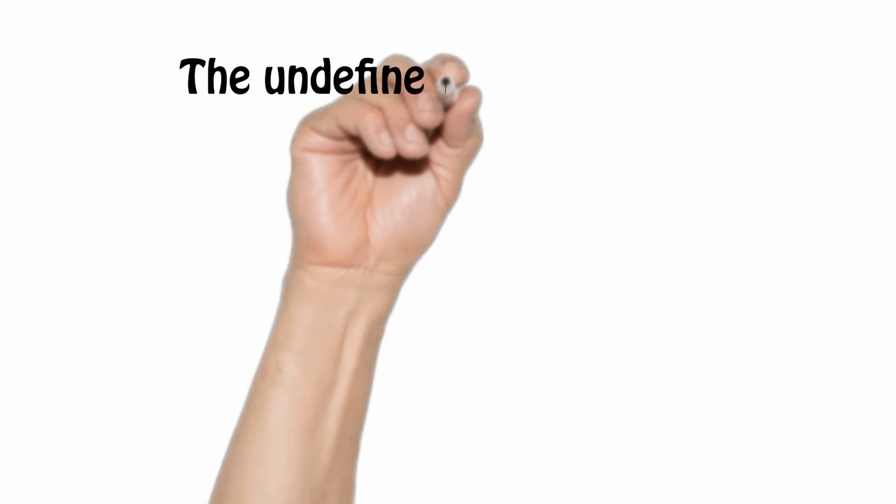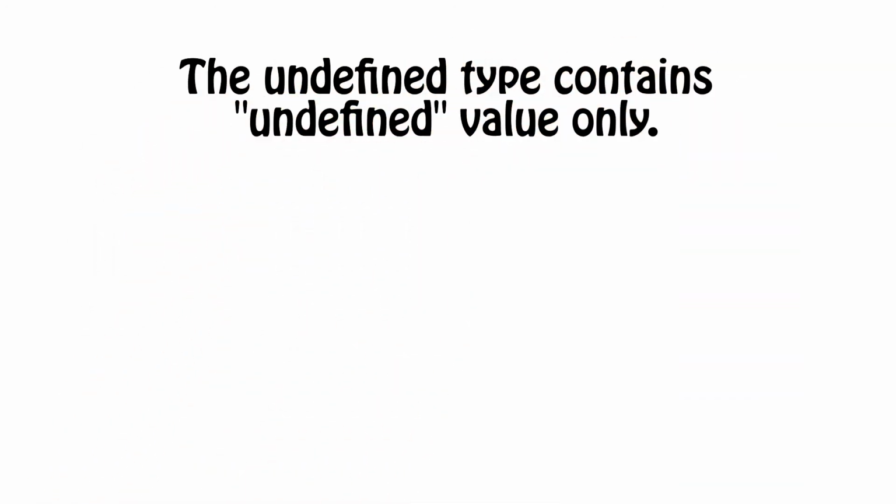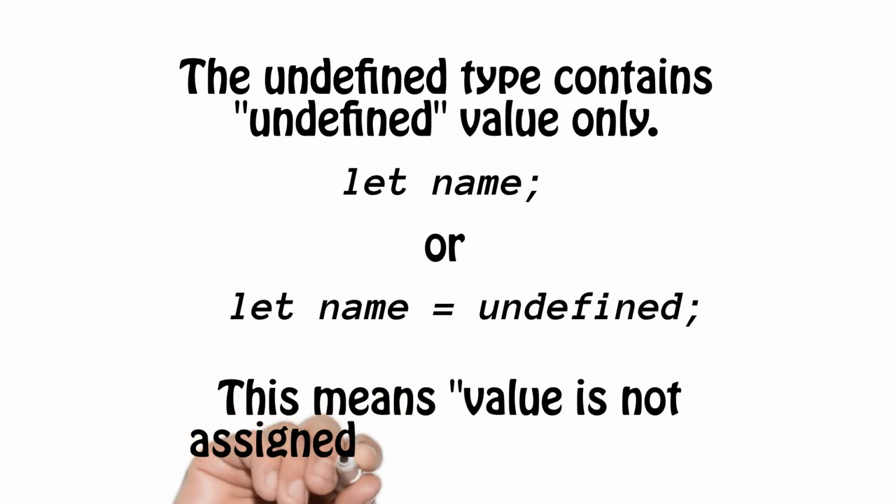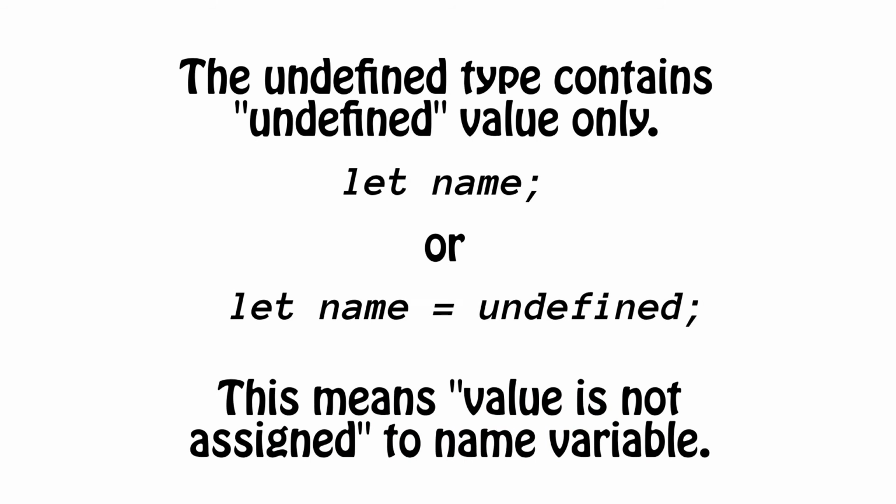Same as the null type, the undefined type also has one value which is undefined, but with a different meaning. In an undefined data type, you just need to define the variable. You don't need to assign undefined every time, because undefined is the default value of every variable when they are declared in JavaScript. If you don't assign anything to the variable, it is by default undefined.